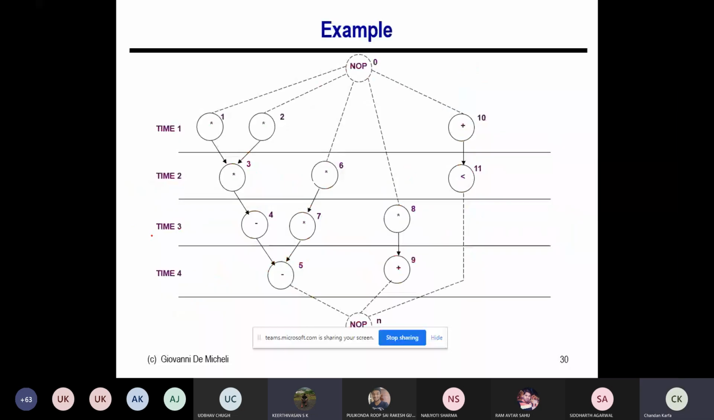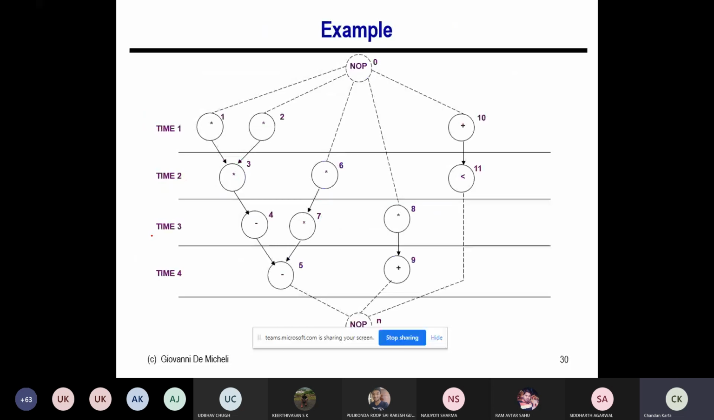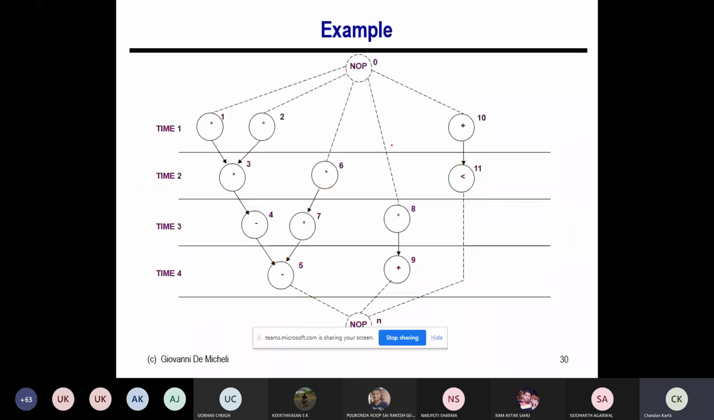Okay. So this is what I just talked about, this minimization of latency under resource constraint. If you take all 0 and this 1, and then you solve this problem, you will get this solution. You can try that, right? So you can see here it is satisfying the 2 multiplier requirement, and I am able to schedule in 4 time steps. So that is the solution we obtained from here.